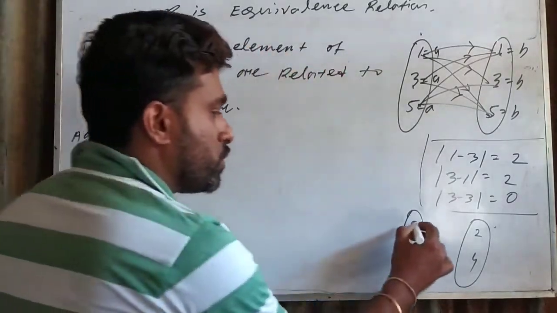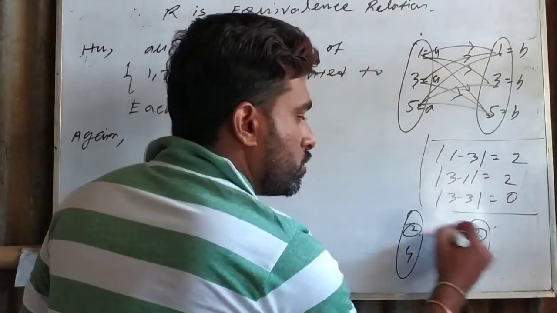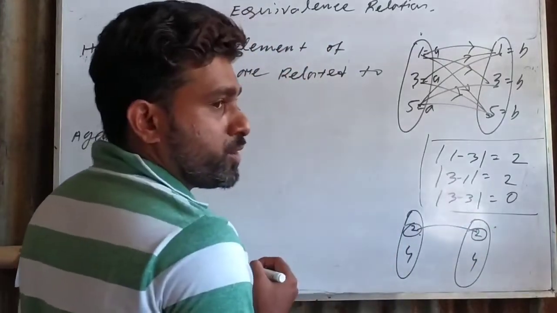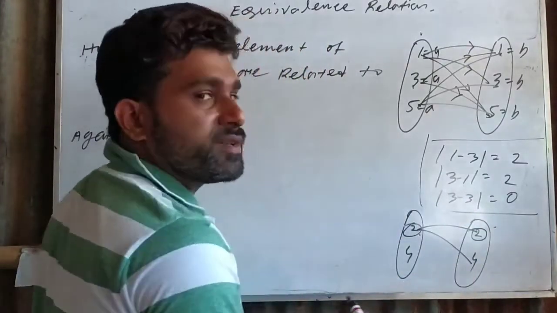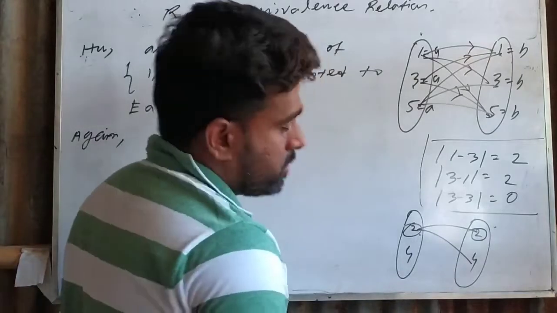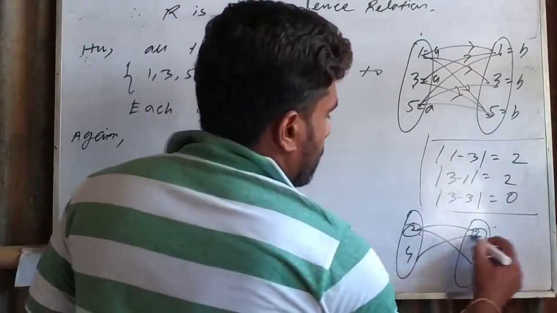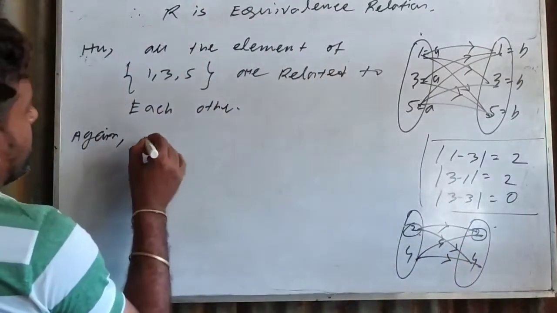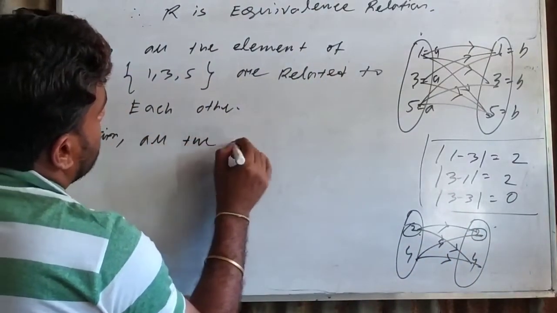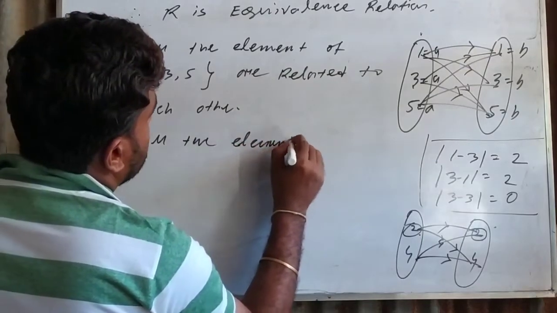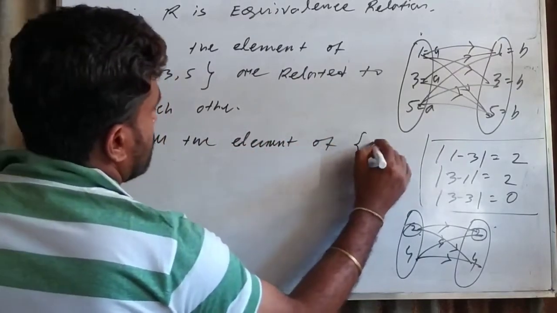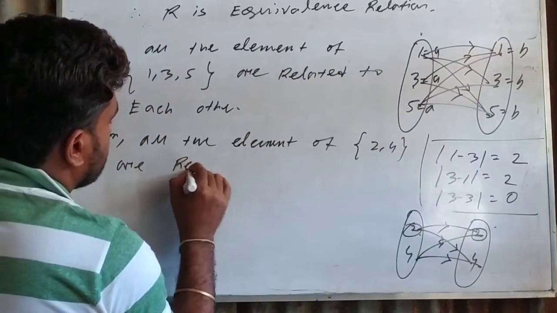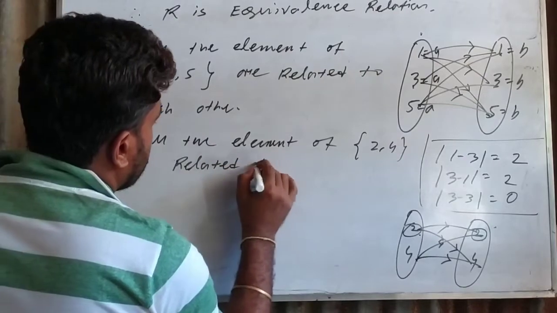You can choose 2 with this 2. 2, 2: 2 minus 2 answer is 0. 0 is an even number. That means there is a relation between 2 and 2. 2, 4: 2 minus 4 answer is minus 2, mod is there, so 2. Relation. 4, 2. 4, 4. So that means here also the statement: all the elements of 2, 4 are related to each other.